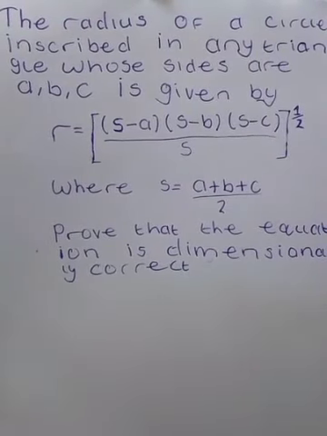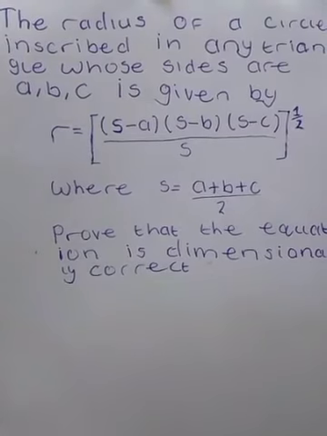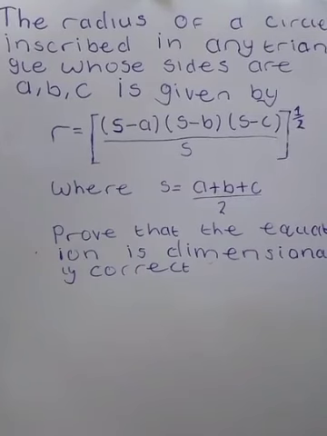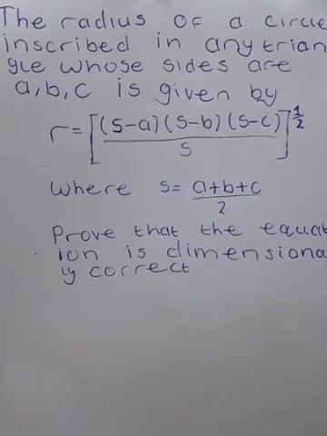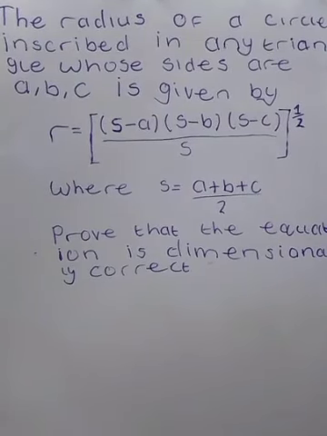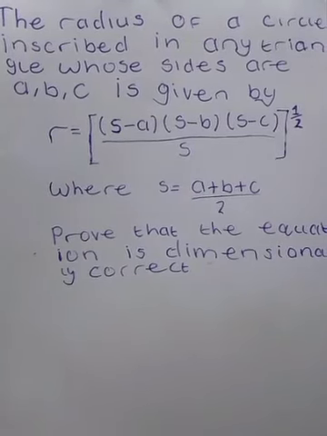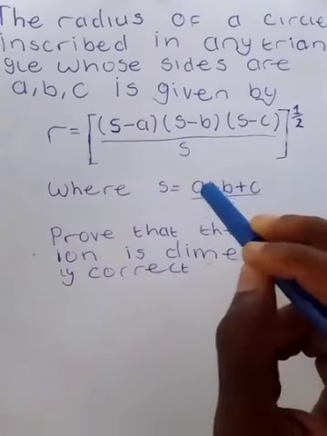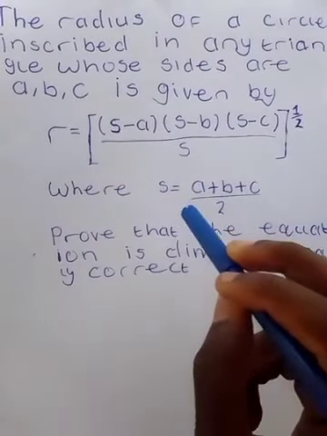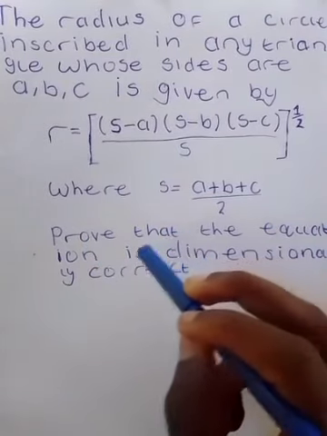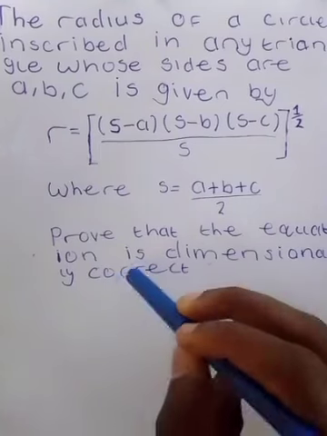Guys, welcome to the video. In this video I'll be solving this problem on dimensional analysis. The question says that the radius of a circle that is inscribed in any triangle whose sides are a, b, c is given by the formula that you can see here, where s is equal to (a + b + c) over 2. Now they want us to prove that the equation is dimensionally correct.